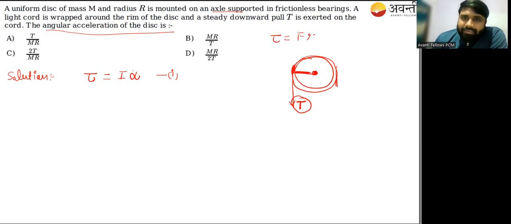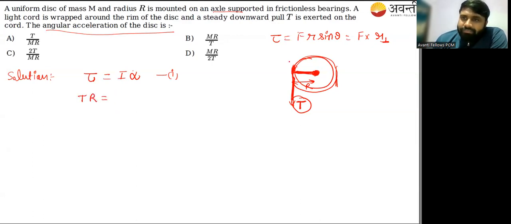Torque is always given by, if I talk about the magnitude, F r sine theta, or you can say F multiplied by r perpendicular, which is the perpendicular distance to the force. So the force here is T, and the perpendicular distance from the center of rotation will be the radius of the disk. So we can say that it is T into R.